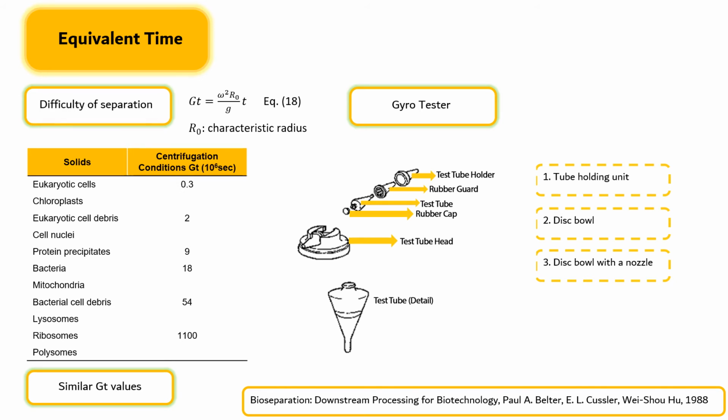The tube holding unit of the gyrotester is an excellent way to measure GT. The tube can be filled with 10 ml of suspension and centrifuged for 5 to 30 seconds. The degree of settling is observed for each time. Because the centrifugal force for a given speed is known, the value of GT can be easily determined.